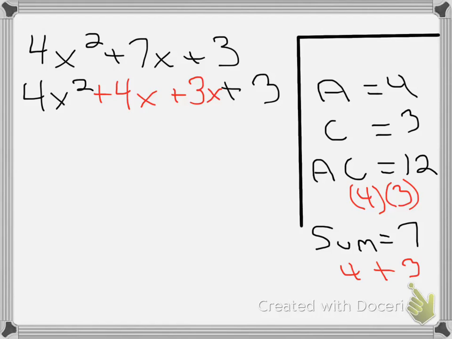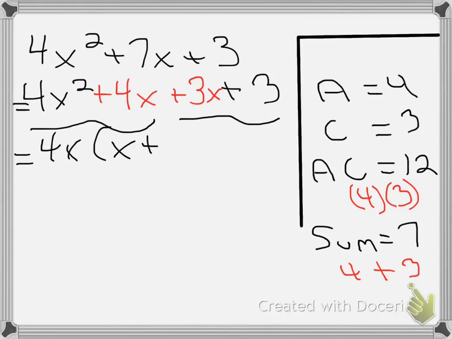Now we're going to factor by grouping, and that's why this is sometimes called the grouping method. We're going to group the first two terms and the last two terms. In the first two terms, what's common is a 4 and an x. So let's bring out a 4x, and what is left is x plus 1.